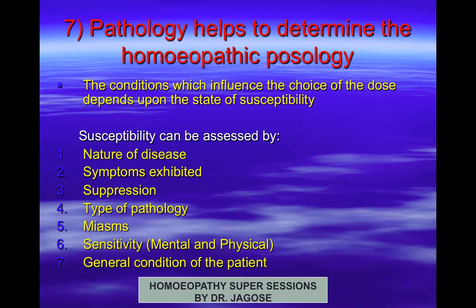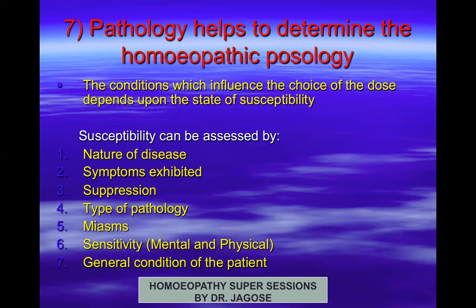Before going into details of all these 7 points, please remember that susceptibility has to be assessed by a summation of all these 7 points. I repeat, by a summation of all these 7 points. You cannot take up one point saying that the symptom is characteristic, so the susceptibility is high, so I'll give a high potency. No, that will be wrong. So a summation of all these 7 points has to be taken. Then only can we decipher whether the susceptibility is high or low.